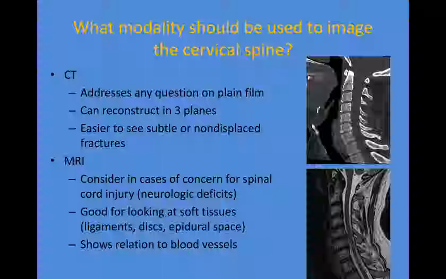Then you can go on to MR in certain select cases where you're worried about spinal cord injury, or if you're looking for more detail on the soft tissues. So MR is really good at looking at the ligaments, discs, the epidural space, the spinal cord, fluid around the spinal cord, and bone marrow edema. And then also it's useful to look at blood vessels if you have a fracture that you think may be involving the foramen, and you're looking for a blood vessel laceration or injury.